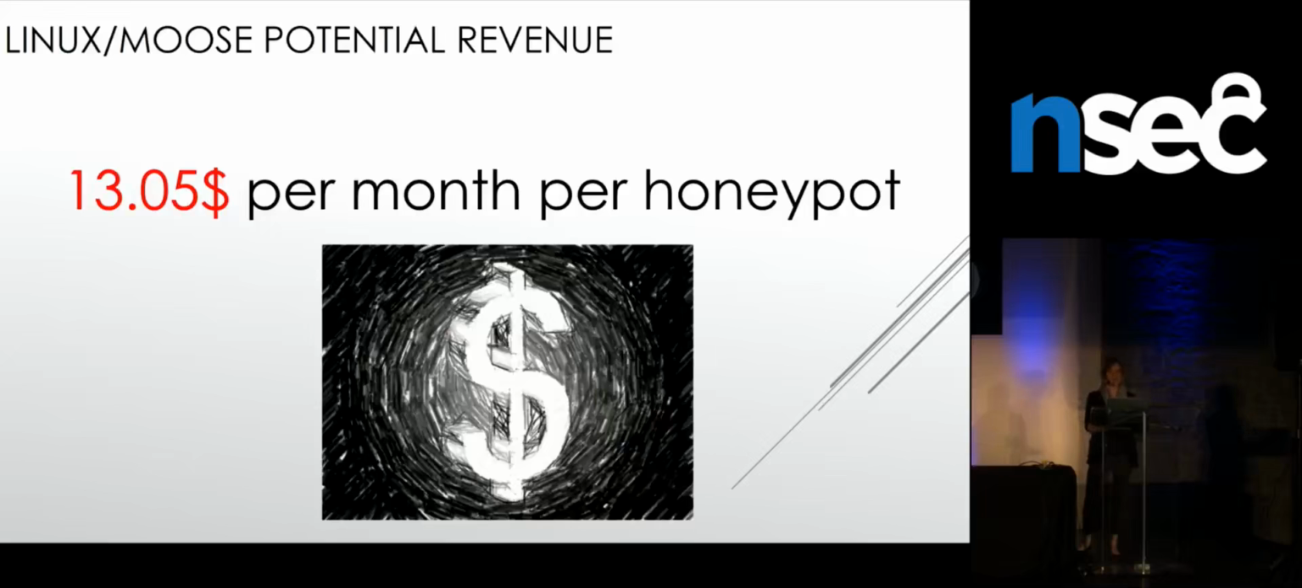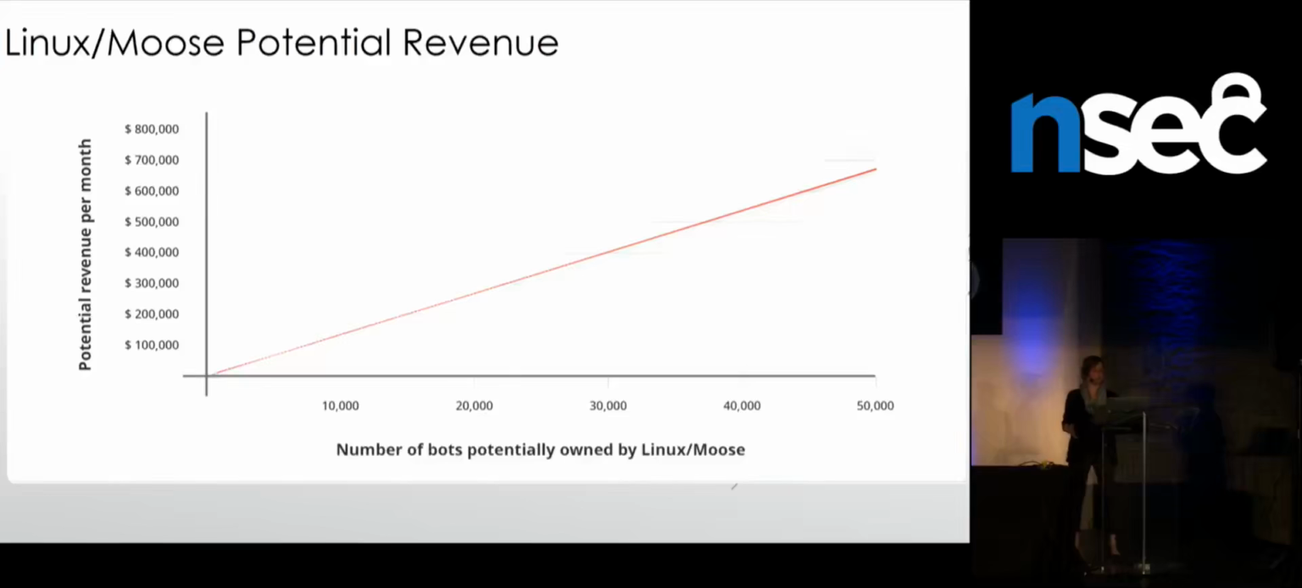This is actually really good, because for all the honeypots we had around the world, we paid about $10 per server. So that would be a $3 profit that we could make with a legitimate botnet. Then we said, okay, we know it's $13 per honeypot, so let's see how many bots the owner of Linux Moose would have. Although it's still a lot of money, we stayed conservative and didn't go over 50,000 bots, which is probably much less than what they have.